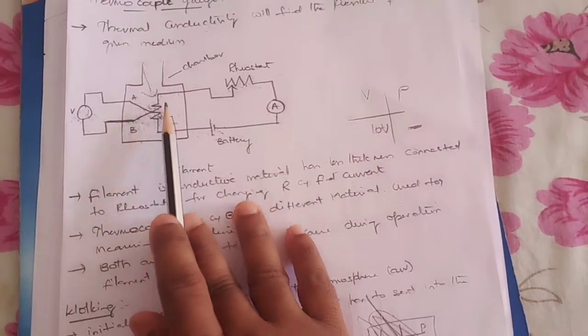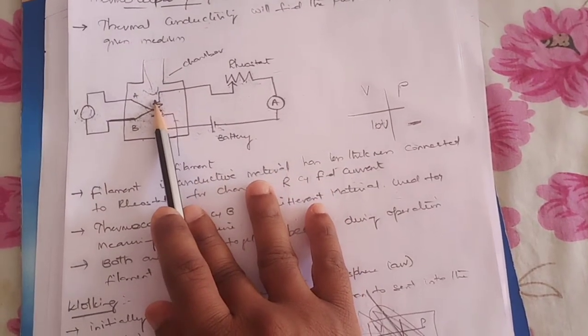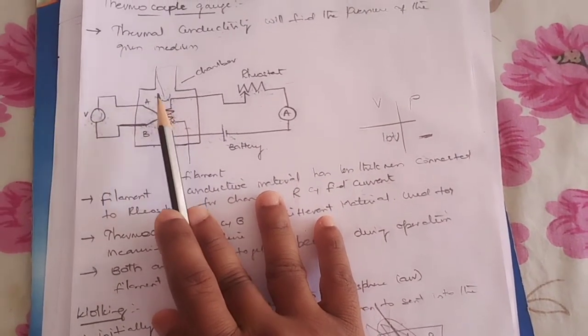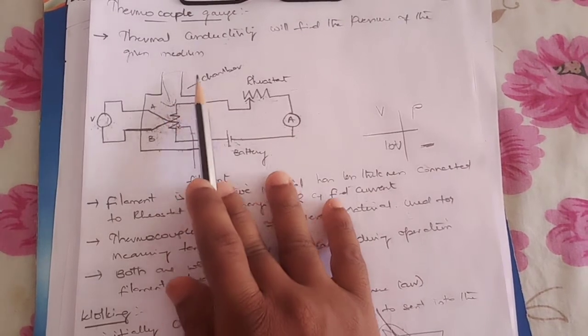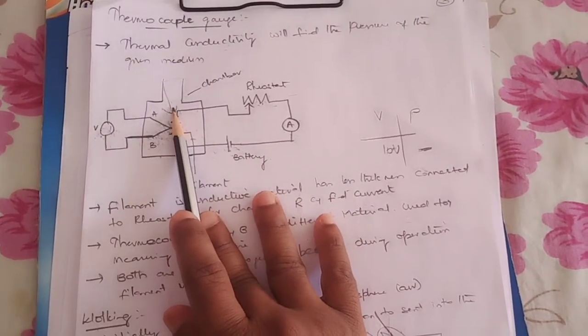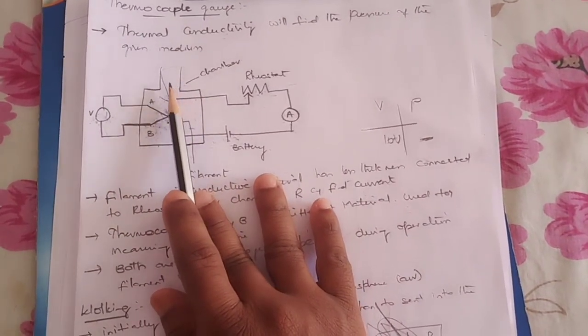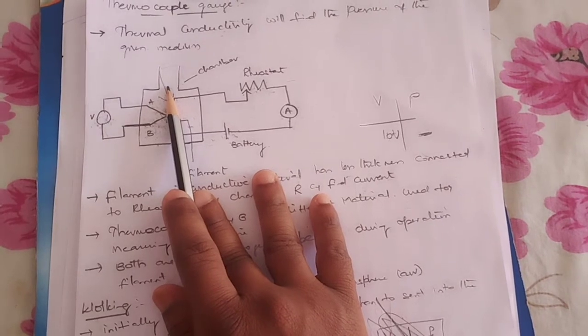Under initial conditions, let us consider this is a chamber into which the atmosphere is sent, whose value has to be measured. Generally the pressure of the gas, whatever is to be measured, is sent into this chamber. So initially let us consider that this chamber is filled with air, and the value we are measuring is in terms of pressure.